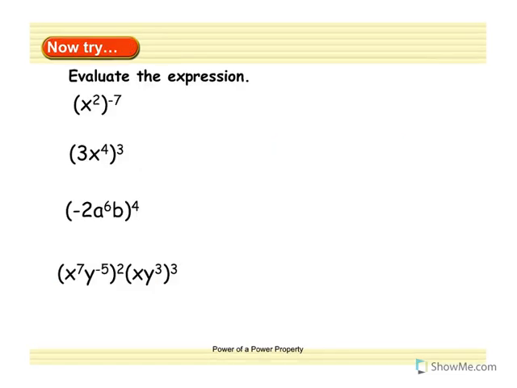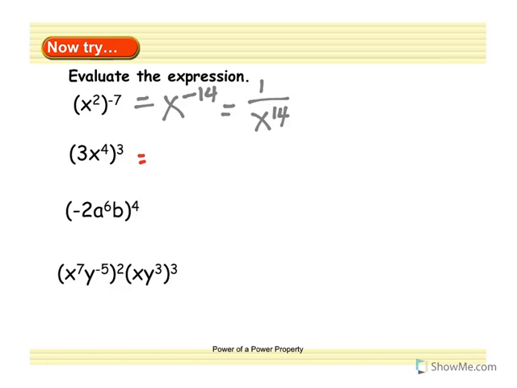All right, guys, there's your now try. So I know we're all going to pause the video and come back. So this first one, I'm going to multiply the powers. And I'm probably going to express it as a fraction as well, 1 divided by x to the 14th.